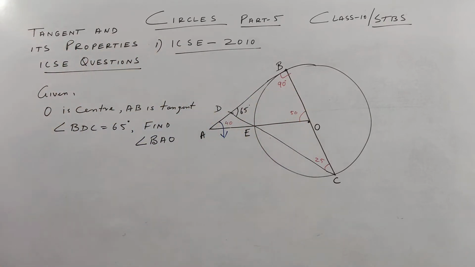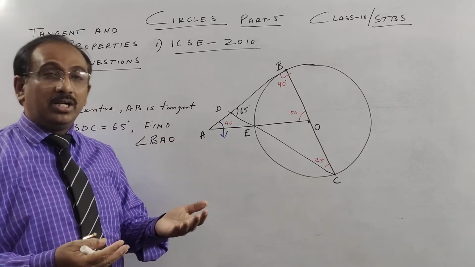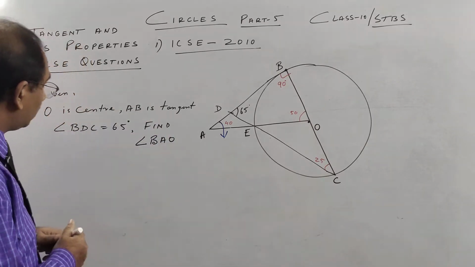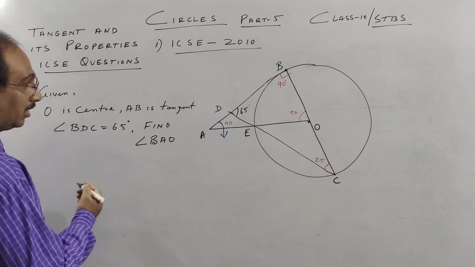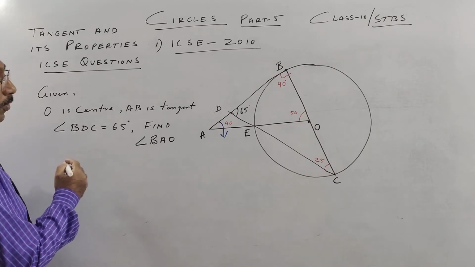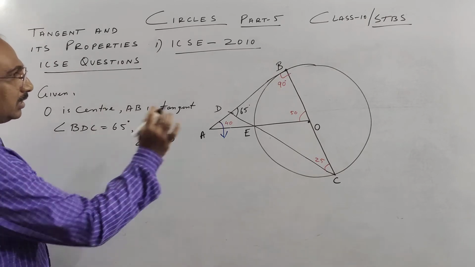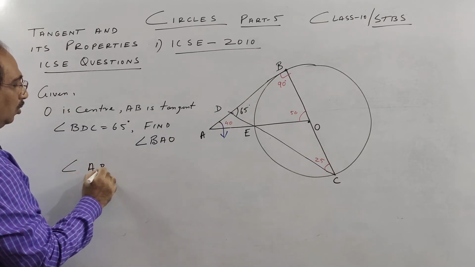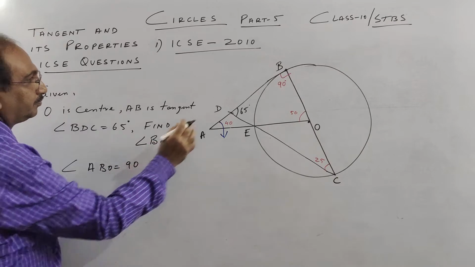In geometry, it is one thing to understand and do it orally, but it is another thing to write properly and explain to your examiner that you have understood the thing. So geometry is really tricky, children, and it's very interesting also. So here we start. First thing I'll write: angle ABO is equal to 90 degree.